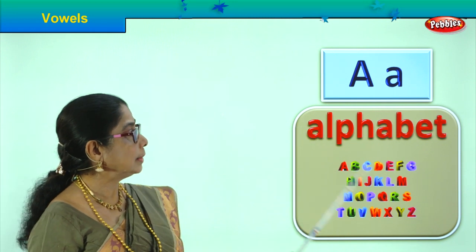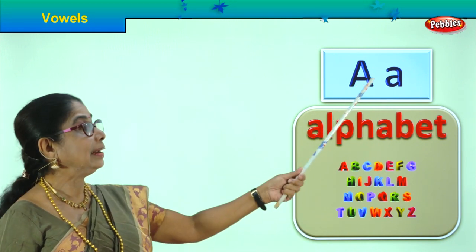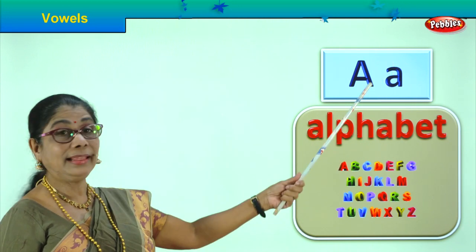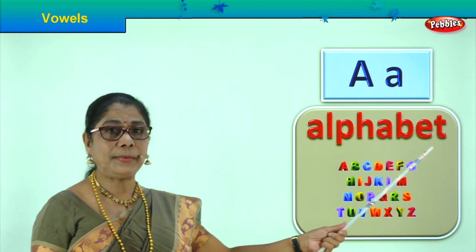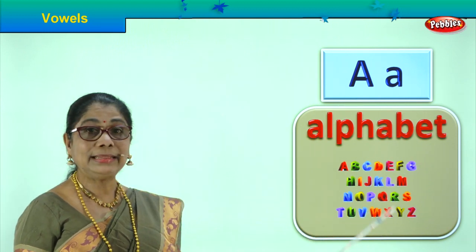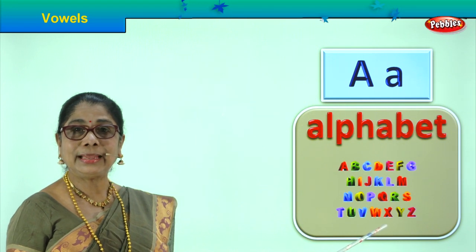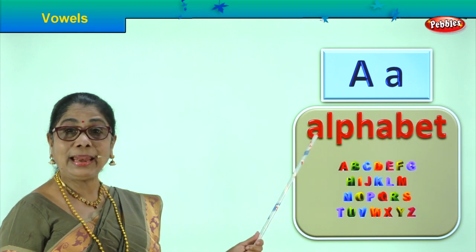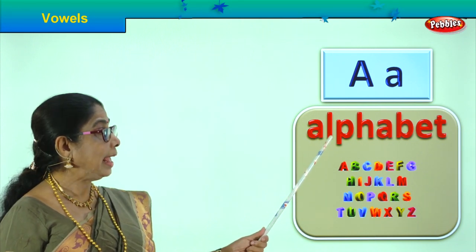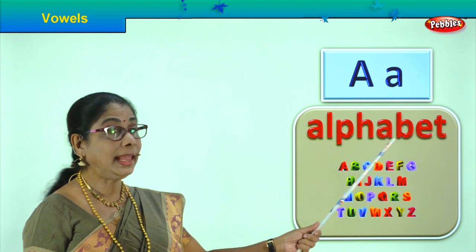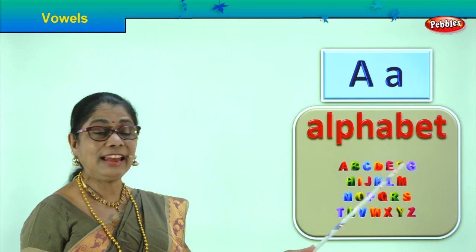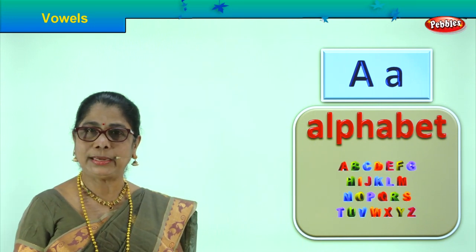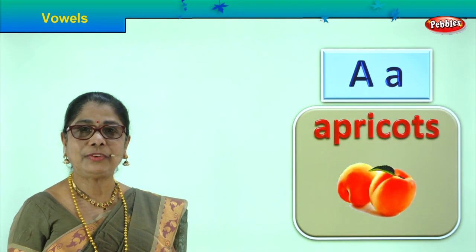Okay, now look at this. A. What sound are we working on? First vowel A. Sound A. Alphabet. What are these? These are the 26 letters in English alphabet. A to Z. Spell alphabet. A-L-P-H-A-B-E-T. Alphabet. A. Good. Let's take another word in the first vowel A.